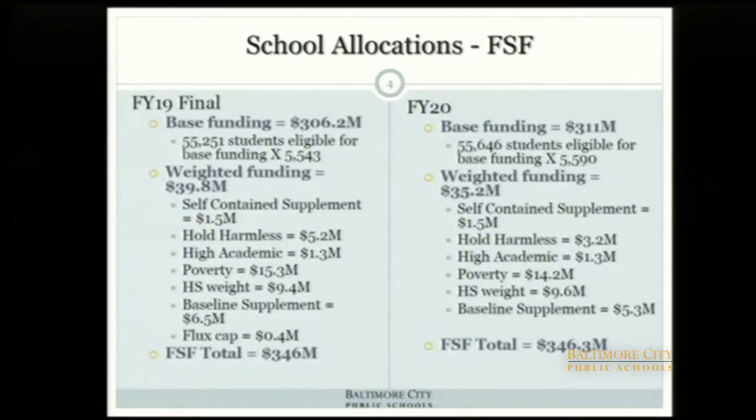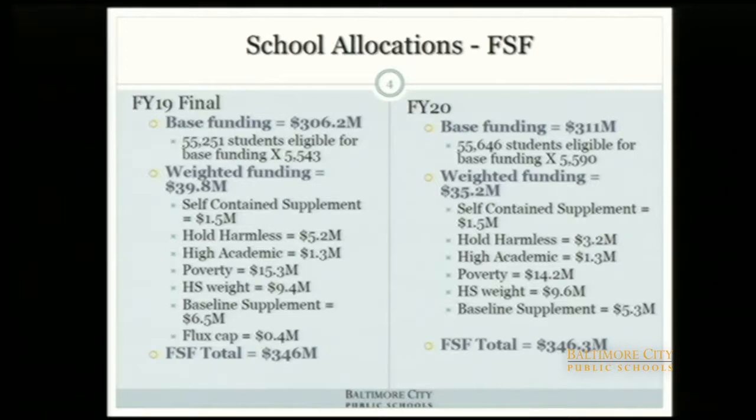Next slide, we have the school FSF allocations. So this combines two different sorts of funding. This is the base funding that schools receive, as well as the weighted funding, and this is the combination of those two things. So we have side-by-side comparisons from the post-enrollment adjustment numbers last year.